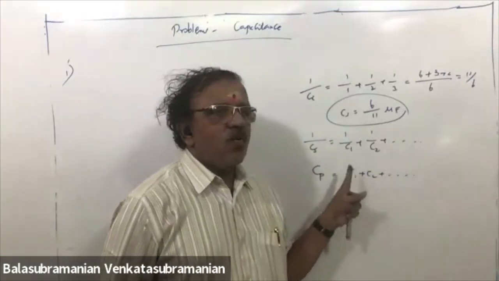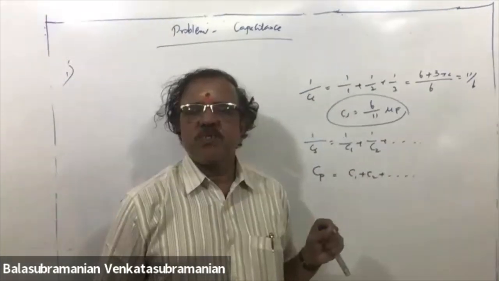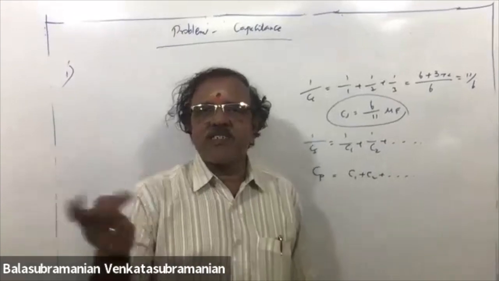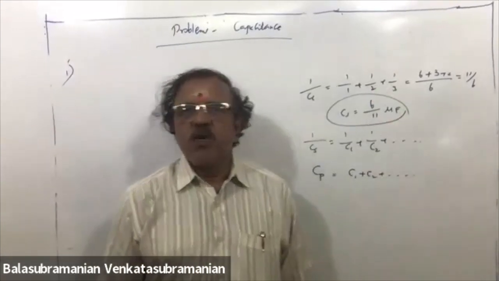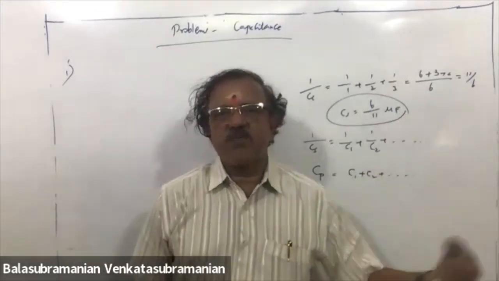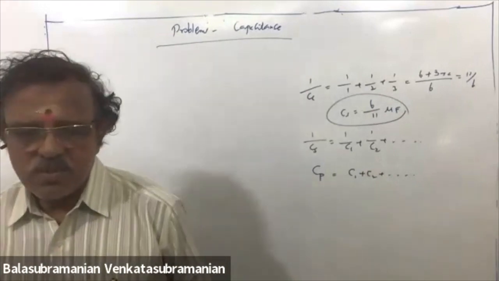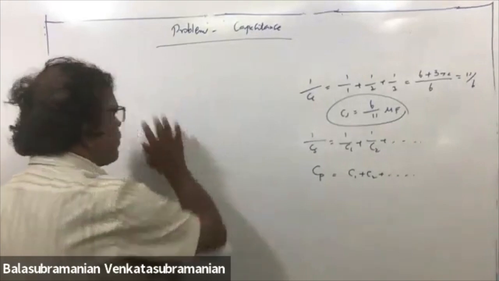Parallel connection: 1 plus 2 plus 3, 6 microfarad. Greater than the greatest. Greatest in the problem is 3 microfarad. Your answer is 6 microfarad. So greater than the greatest. Okay. So keep these two in mind. We'll go to the problems.